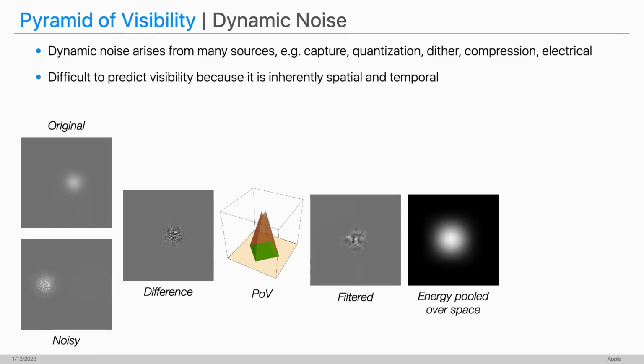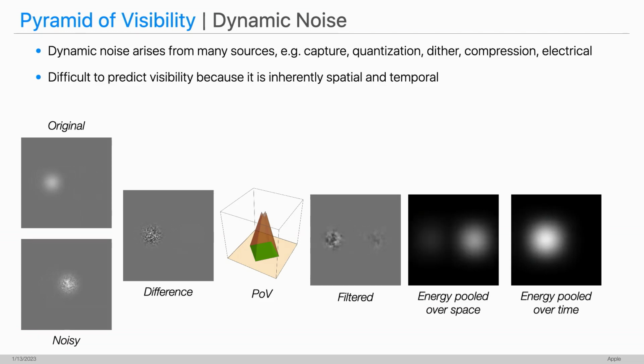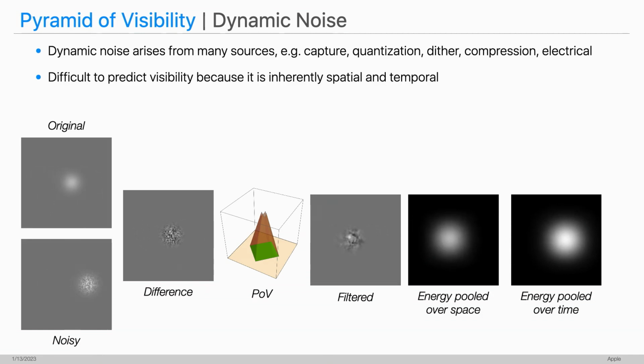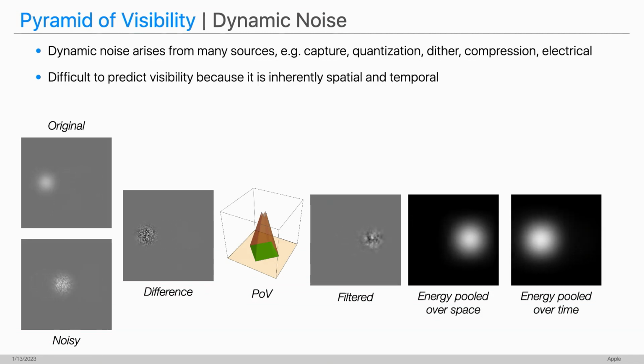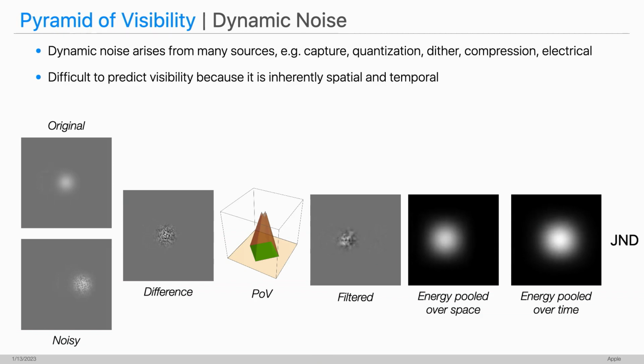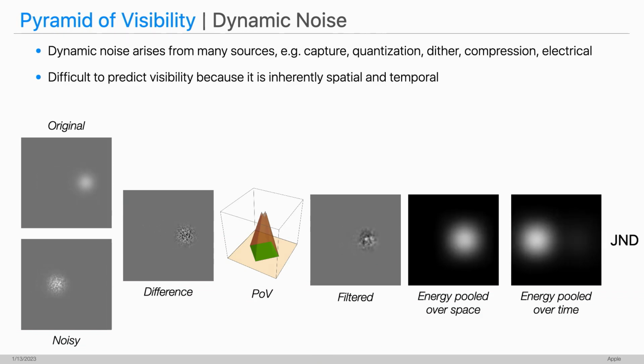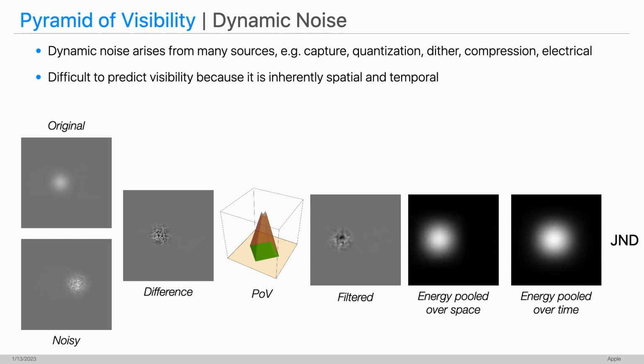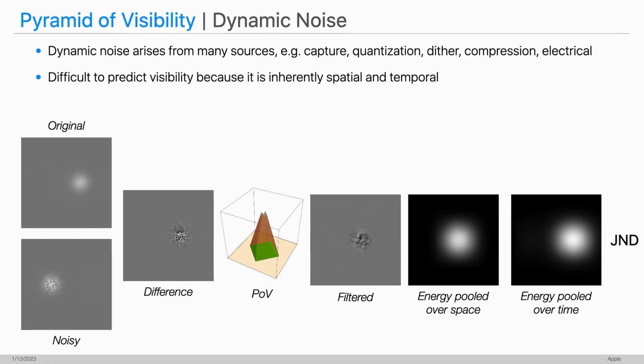And now we're going to pool that over space. So we're taking the energy of this signal, just taking the absolute value and squaring it, and pooling that over space over some aperture, because we think that the visual system will integrate that error signal over a certain area of space. And then finally, we do the same thing, but now we pool over time, and that looks like that. And again, we have some notion of over what interval of time the visual system is going to integrate the visibility. And finally, we turn that into a J&D at the end of the pipeline. So this is an example of a noise visibility metric that we can build on top of the pyramid of visibility.